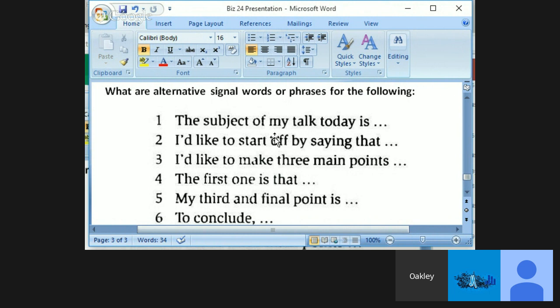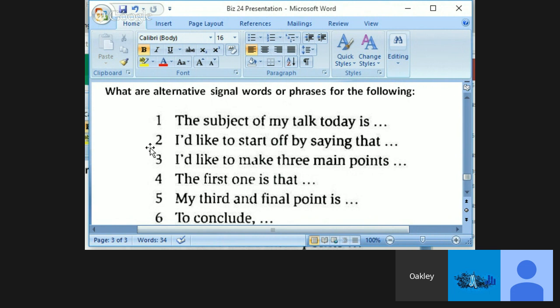What's an alternative single word or phrase for the following. The subject of my talk today is. Okay. What's a different way to say that? The point of my presentation today is. Okay. That'll work. Yeah. All right. There are many ways to do it. The topic I would like to discuss today is. Okay. Fine. Matthew, how about number 2?